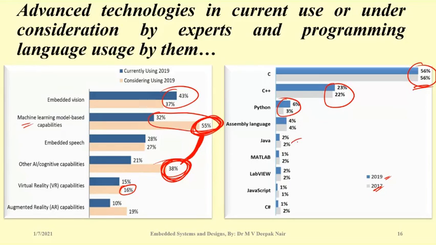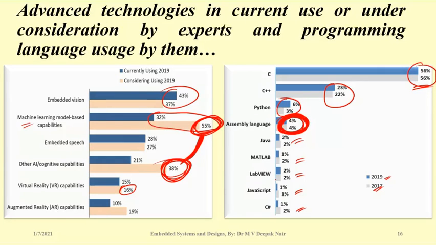Okay, they are using Java, MATLAB, LabVIEW, JavaScript is there, C# is there. So these are the major languages which are used in the embedded systems industry. But still you can see here 4% of engineers are working with assembly languages, which is the oldest and most basic language you can say. Still, assembly language is more in demand than Java, MATLAB, LabVIEW or JavaScript.